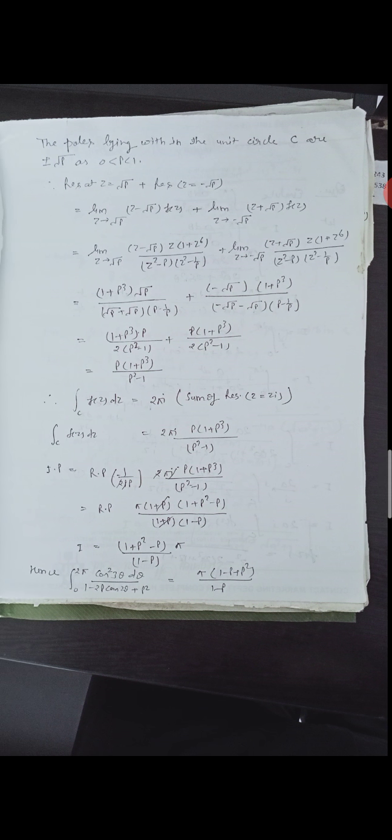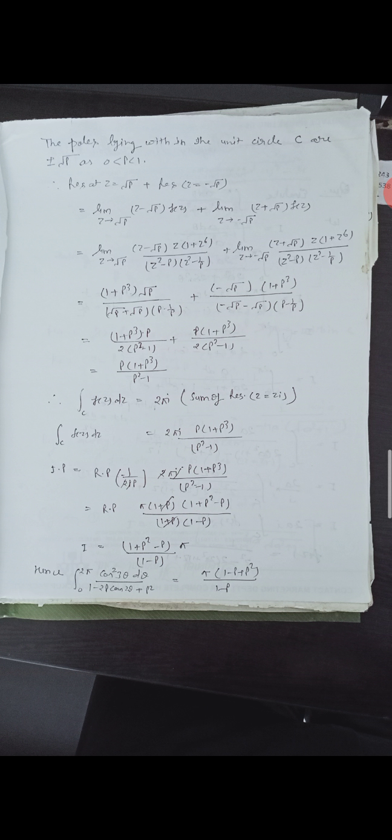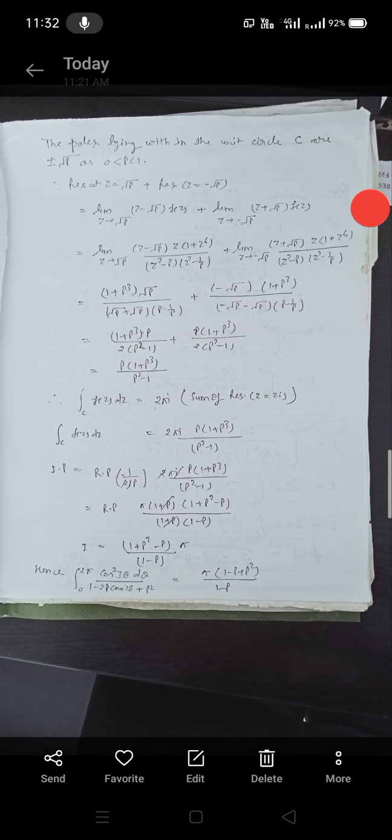Hence, the integral from 0 to 2 pi of cos square 3 theta d theta upon 1 minus 2p cos 2 theta plus p square is equal to pi (1 minus p plus p square) upon 1 minus p.